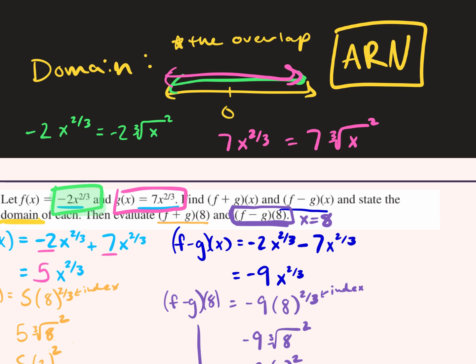Now it doesn't matter if you are adding or subtracting them, because for adding or subtracting, you just have to check the domain of both of them, see what overlaps. So the domain of both is going to be the same when we're adding or subtracting. So our domain for each adding and subtracting is all real numbers.